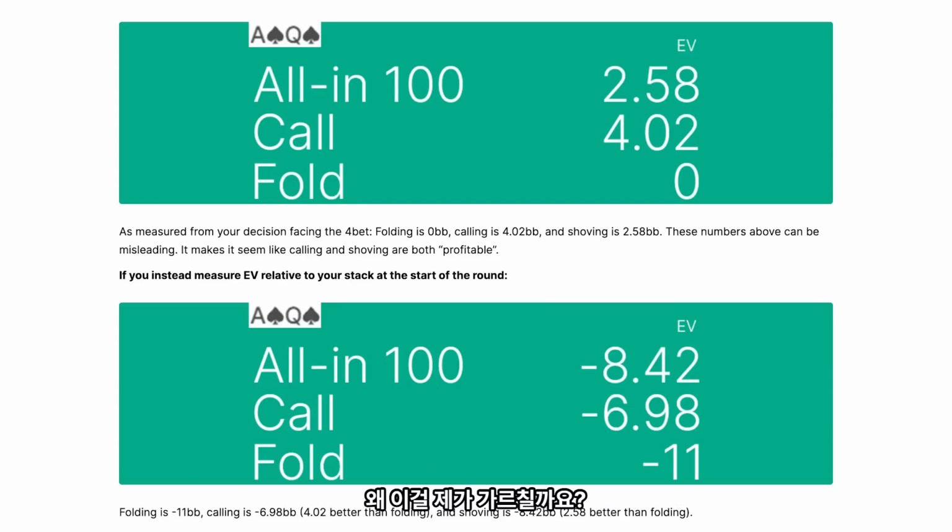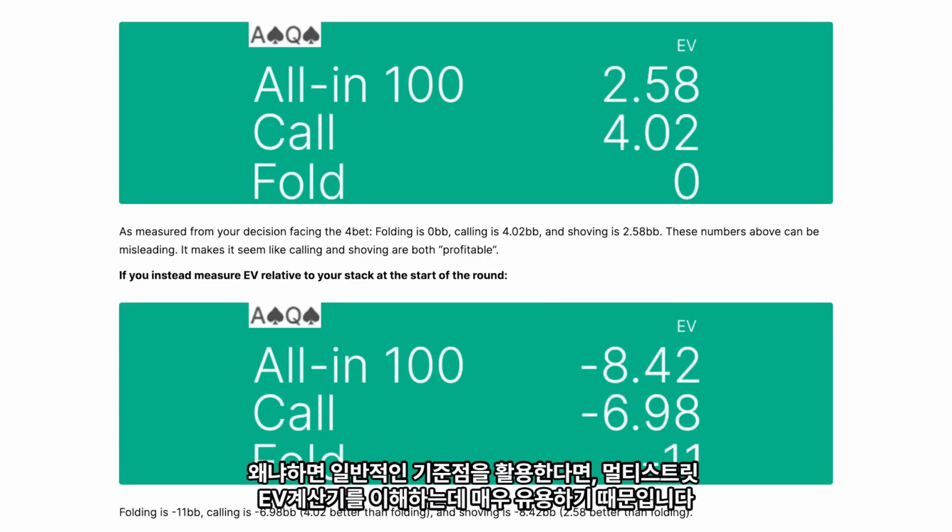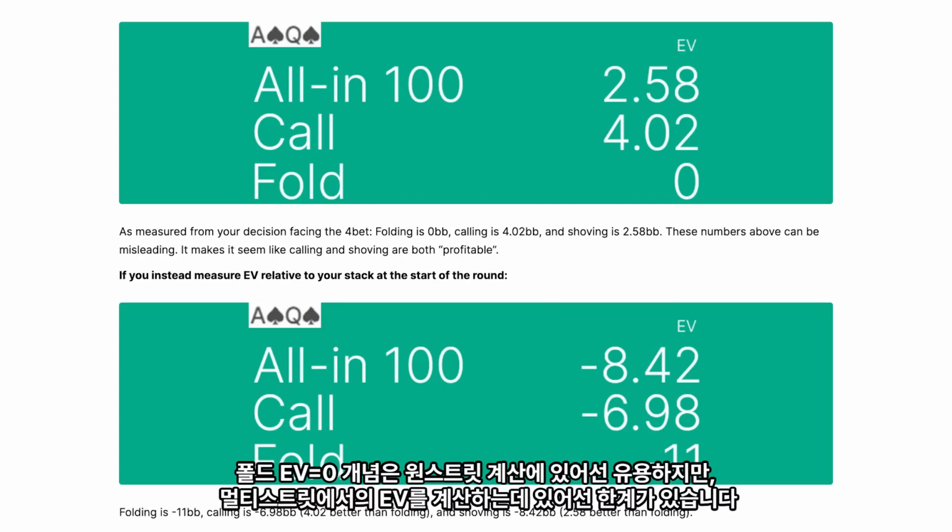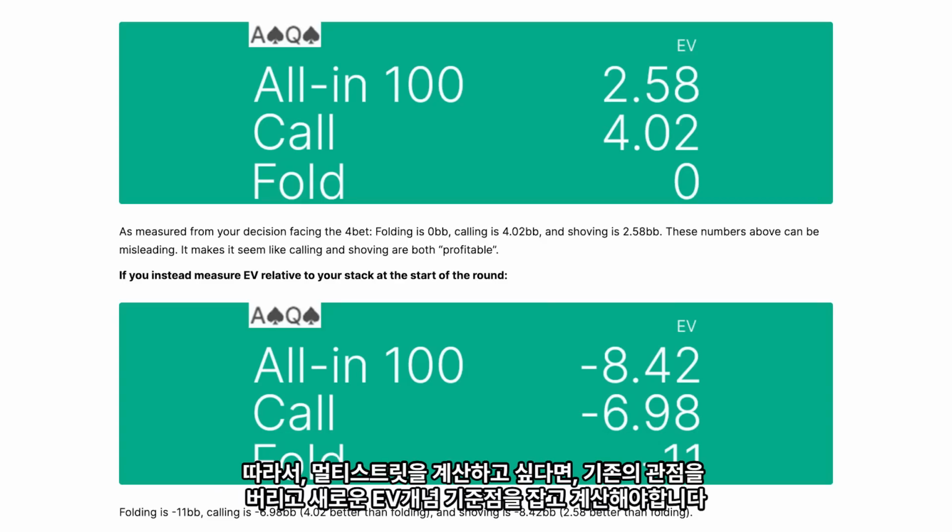Now, why am I teaching you this? Because using a common reference point is really useful for understanding multi-street EV calculations. This concept of folding equals 0 EV is great for one-street calculations, but it kind of fails miserably when you're trying to do EV calculations over multiple streets. And so you need to let that idea go and use a fixed reference point for your EV calculations if you want to calculate multiple streets of betting.